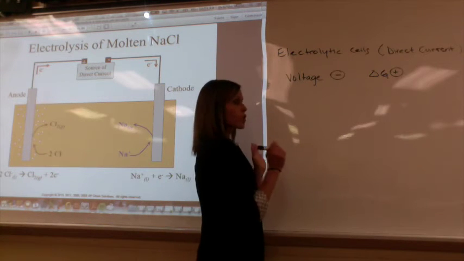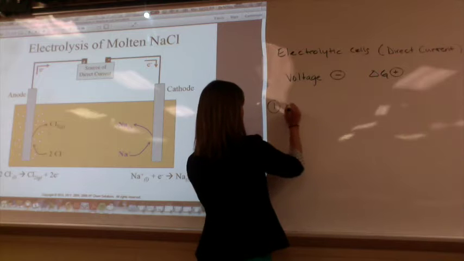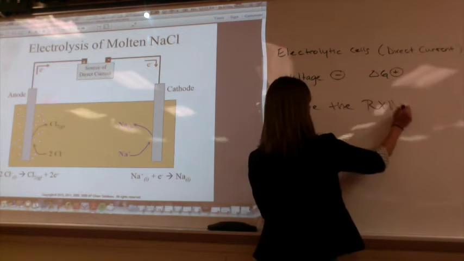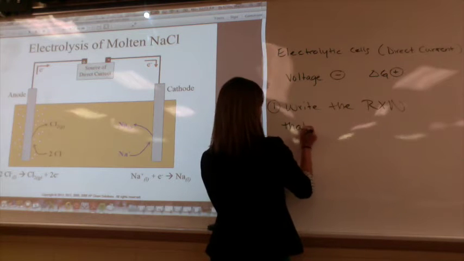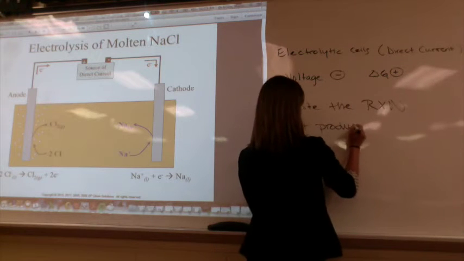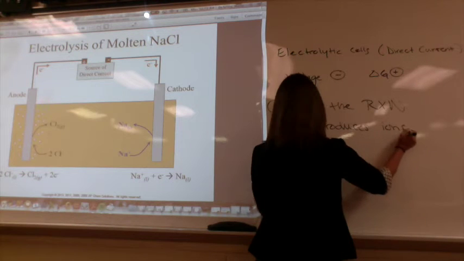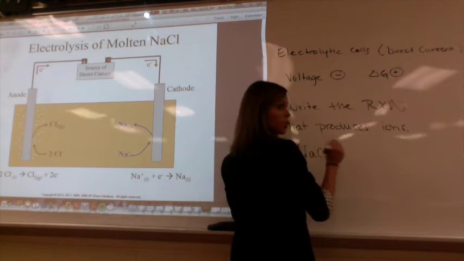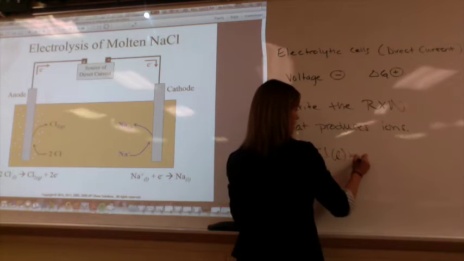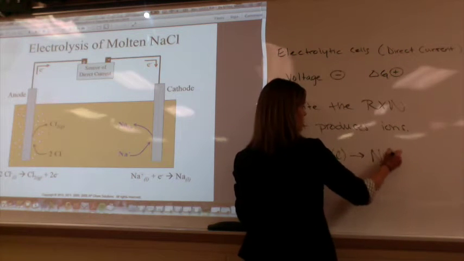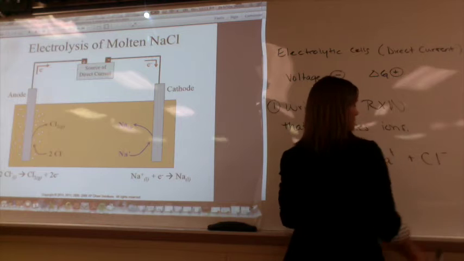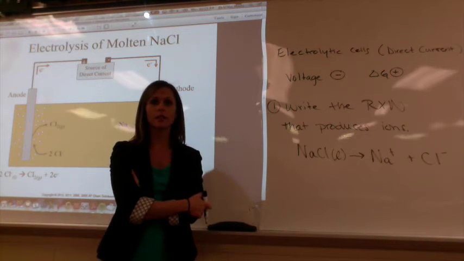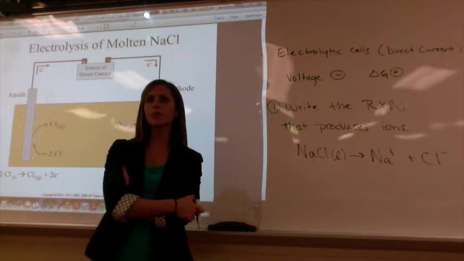So the first thing that you should always do is write the reaction that produces ions. All right, so here's my reaction, sodium chloride. That's going to be molten. It's a liquid, and it's going to produce Na+ ions and chloride ions. Do we agree? All right, so now you have to choose.